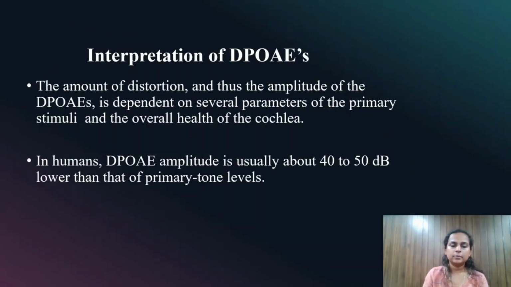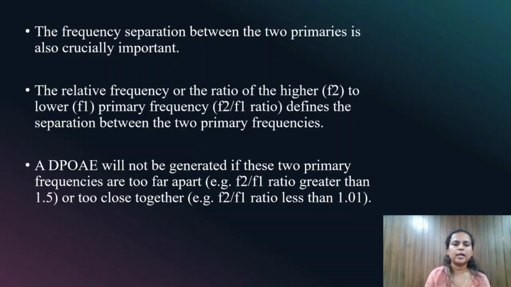Interpretation of DPOAEs: the amplitude of DPOAE is dependent on the primary stimuli and the overall health of the cochlea. In humans, DPOAE amplitude is usually about 40 to 50 dB lower than that of the primary tone levels. The frequency separation between the two primaries is crucially important, and the relative frequency or ratio of higher frequency to lower frequency defines the separation between the two primary frequencies. DPOAE will not be generated if these two primary frequencies are too far apart or too close together.